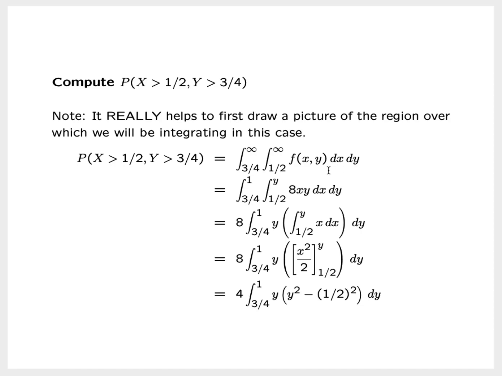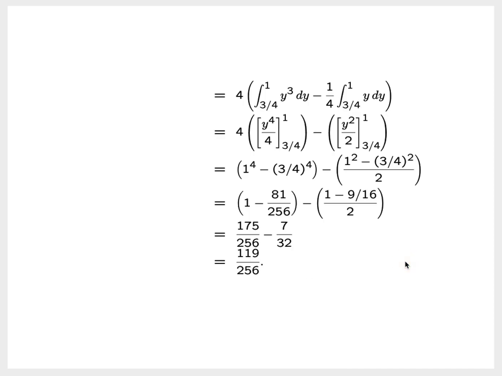That simplifies to the double integral, where x ranges from 1/2 up to y, and y is ranging from 3/4 to 1. So we can think of this outer integral where y is ranging from 3/4 to 1, and then for a particular value of y, x is ranging from 1/2 to that same value of y. You can see the calculations here. I'm not going to read through all these. You can pause the video if you want to work on this. But it's very similar to what we did before.